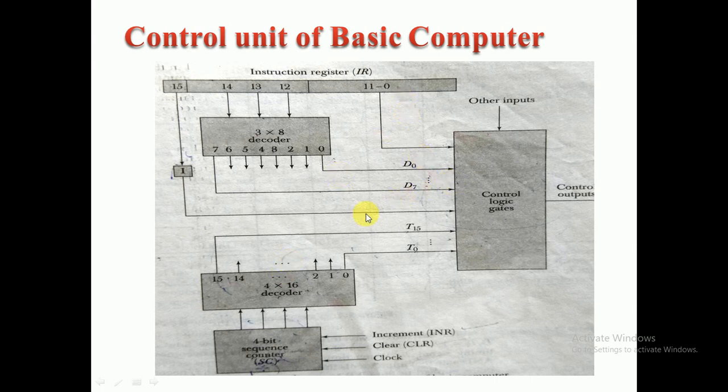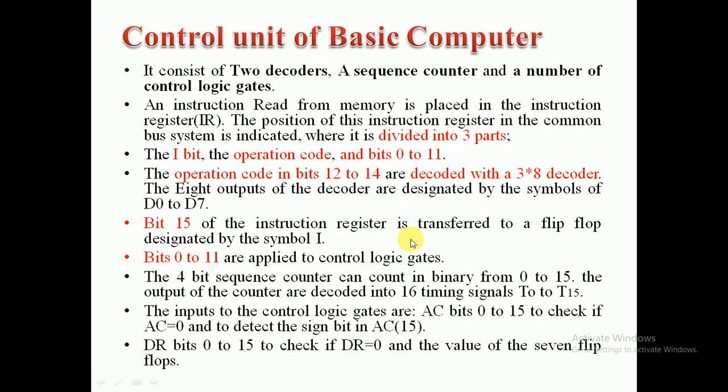The 4-bit sequence counter can count in binary from 0 to 15. The output of this sequence counter is decoded into 16 timing signals that are represented as T0 to T15. So this is the basic functionality of the control unit.